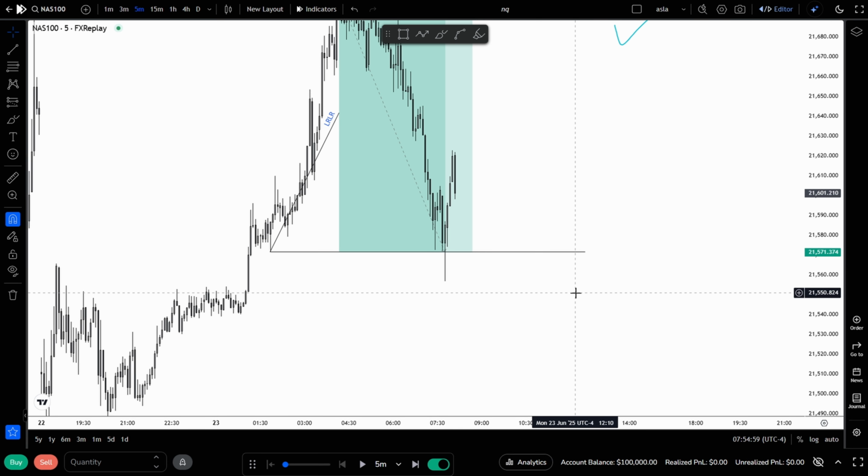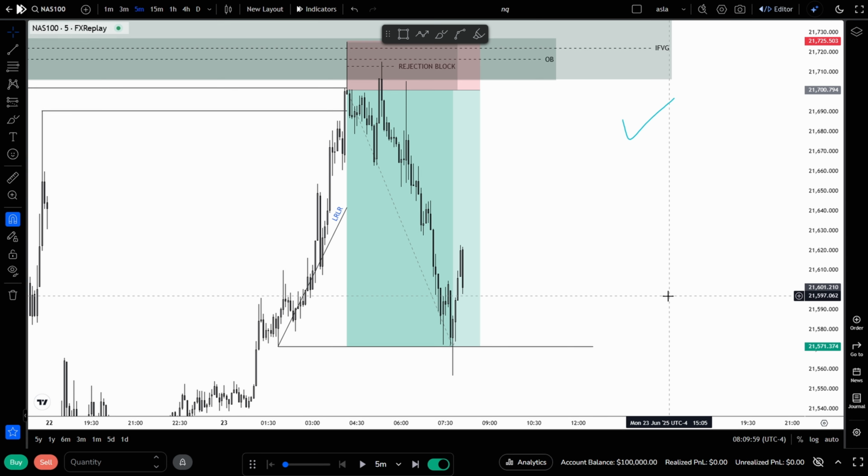The key takeaway here is that this is a high probability rejection block setup, where price sweeps liquidity, taps into a higher time frame level, forms a rejection wick, confirms with a candle close, and then moves away from that area. This example shows how I personally identify and use rejection blocks within my trading framework.